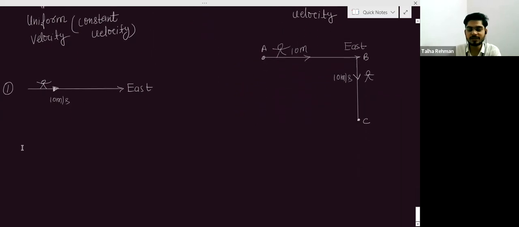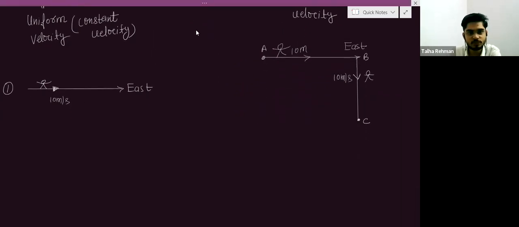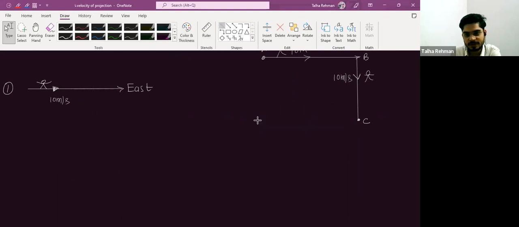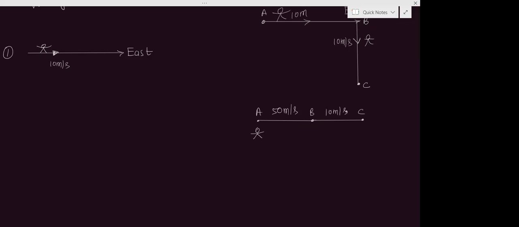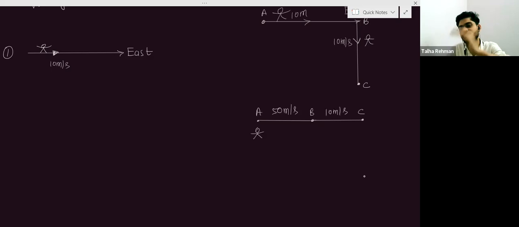I can give you one more example of this. Suppose here is one person and this person is moving from A to B and from B to C. So suppose a person is here at point A. From A to B, this person is moving at 50 meter per second, and after B to C, this person is moving 10 meter per second. So here will you say the velocity is changing from A to C or not?